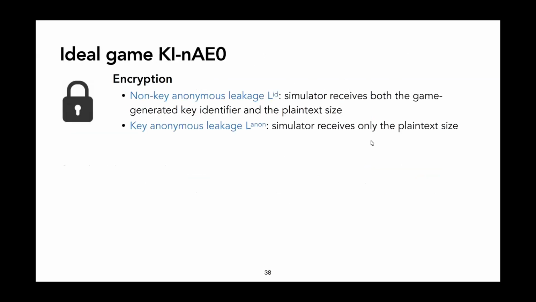So let's take a look also some more at the ideal game KINAE0. During encryption, we have two possible leakage functions. The first is a non-key anonymous leakage function. Here, the simulator receives both the game-generated key identifier and the plain text size. In our key anonymous leakage function, the simulator receives only the plain text size, so the simulator doesn't know which key is being used to encrypt.